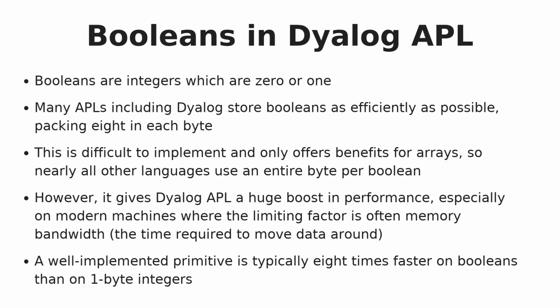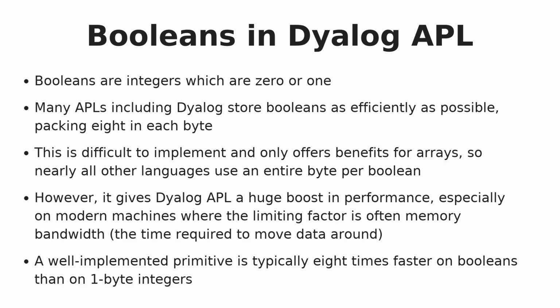But it makes Dyalog APL, when we use these bit Booleans, much faster. The reason for this is that the time it takes to do an operation, provided it's well implemented, is almost always related to the amount of data that you have to write during that operation. So when Dyalog APL does a primitive with a Boolean result, it's often 8 times faster than it would be if it just had a short integer result.